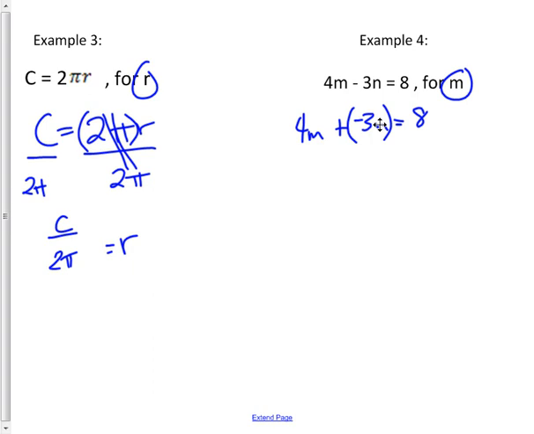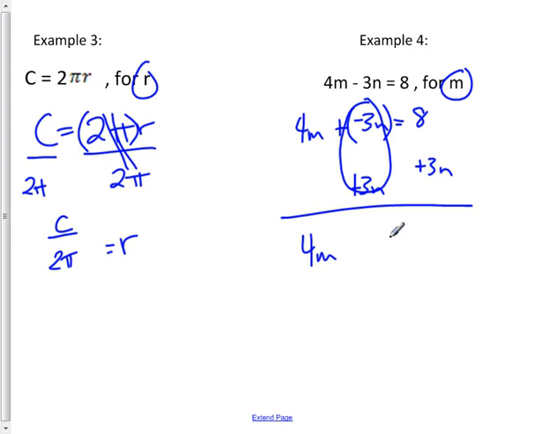So right now it's a negative 3n. I need to get rid of it. So I need to add 3n to both sides. All right, so when I do that, this whole thing is 0, which is what I like to see. So I get 4m, and that equals 3n plus 8.